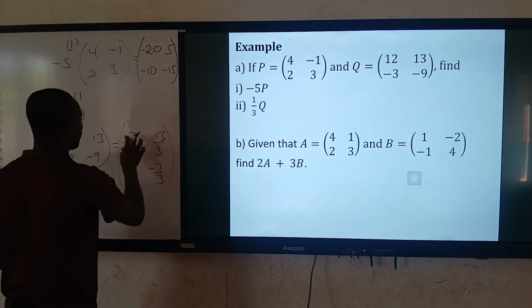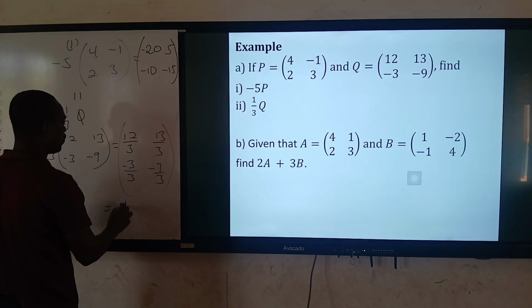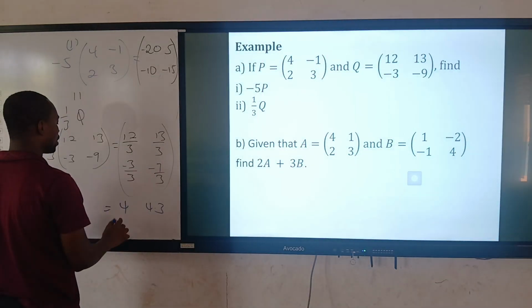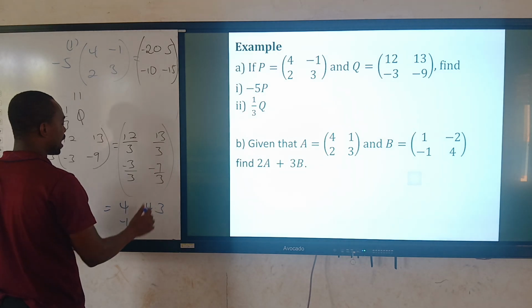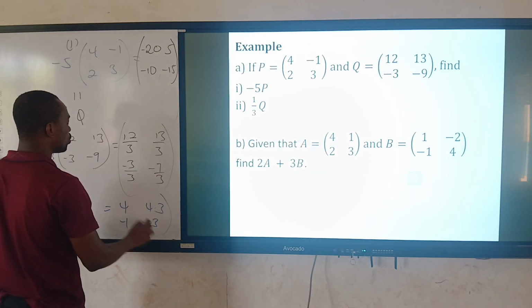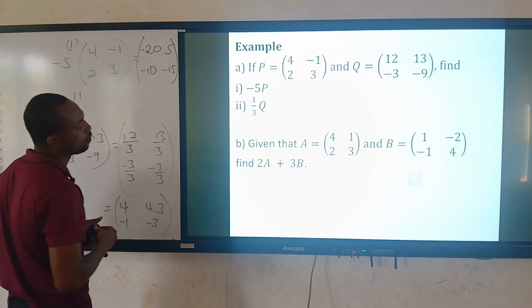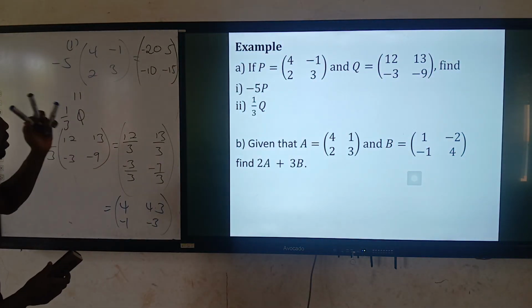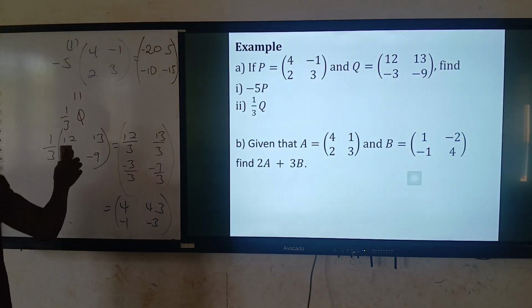When you solve this, 3 goes into 12 how many times? 4. 3 goes into 13, gives us 4.3. 3 goes into 3, gives us negative 1. 3 goes into 9, gives us negative 3. So this one becomes the answer for this question. So question A is the answer for that.